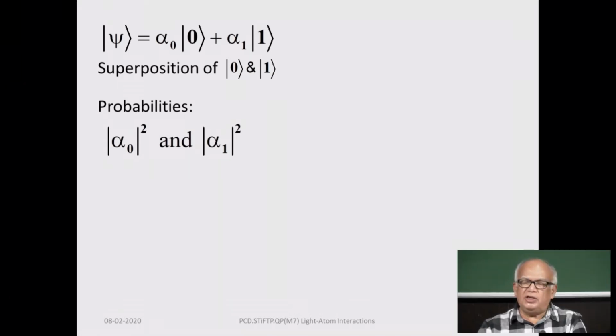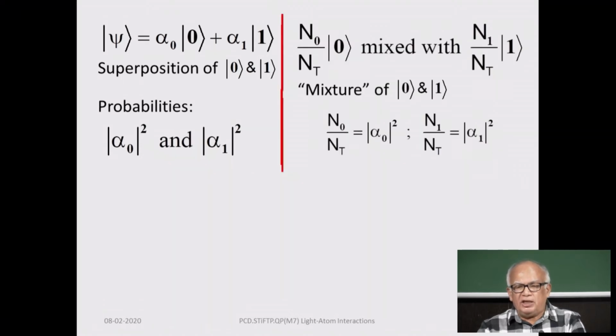The coefficients give you the probability amplitudes that the system would be found in one or the other, and their modulus squares will give you the corresponding probabilities. Now, you have to remember that this is different from a mixture of state 0 and state 1.